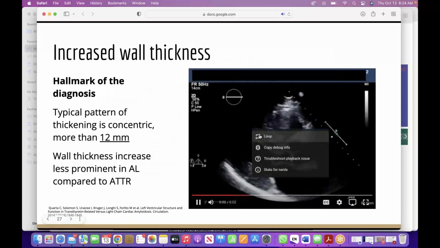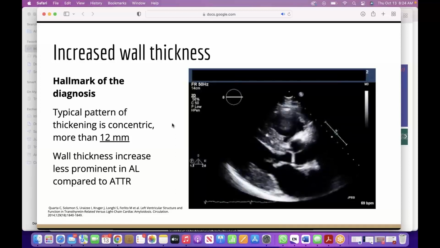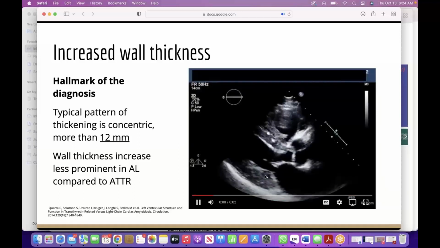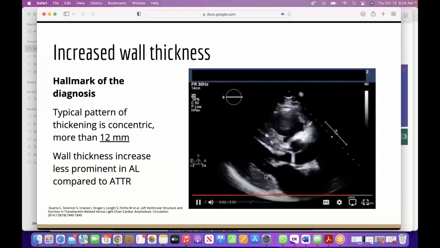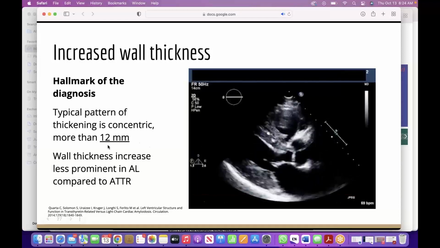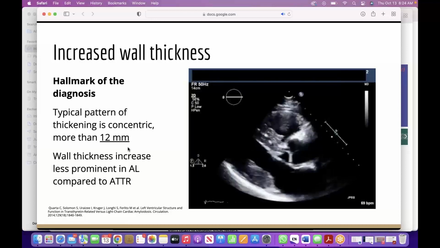So as I mentioned, increased wall thickness is one of the hallmarks of the disease. As you can see in this echocardiogram of this patient, there's both septal and posterior wall thickening that occurs in a concentric manner, clearly above the thresholds for abnormal. This patient had around 18 millimeters of thickening, but in the literature, anything above 11 is typically considered in keeping with amyloidosis.